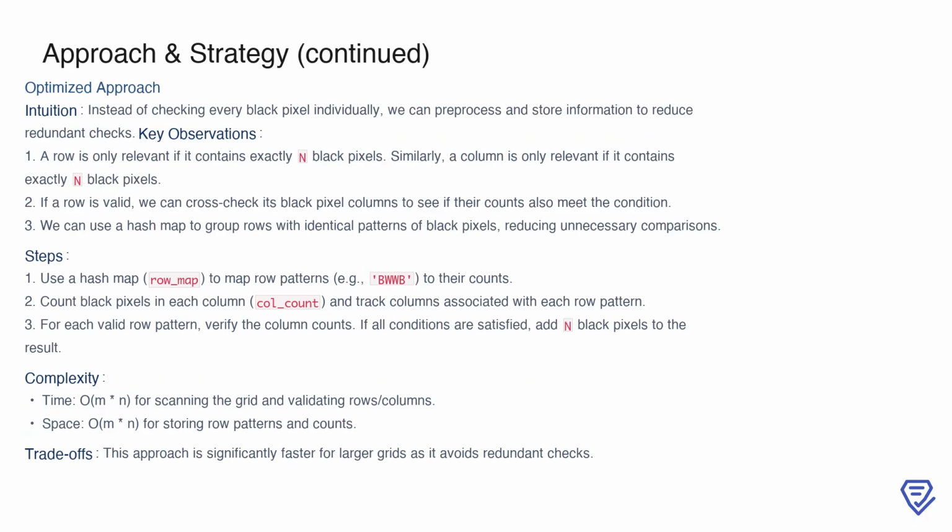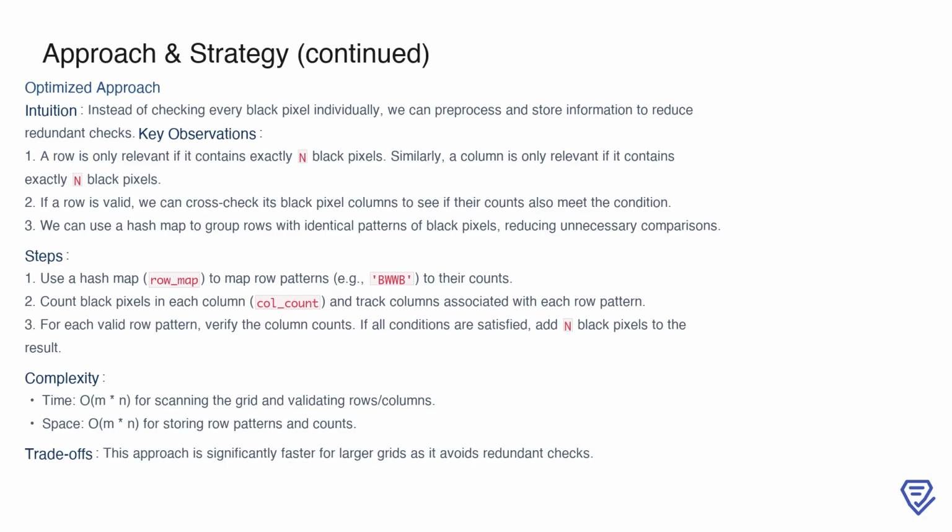Now, to address the inefficiencies of the brute force approach, we can use an optimized strategy by pre-processing the grid to reduce redundant checks. The key insight here is that we only need to focus on rows and columns that meet the condition of having exactly n black pixels. By grouping rows with identical patterns of black pixels, we can minimize the number of comparisons required.